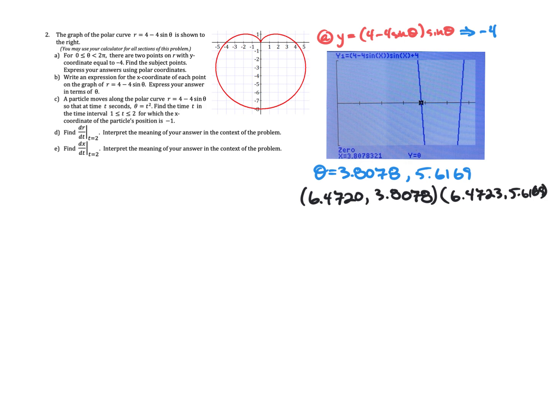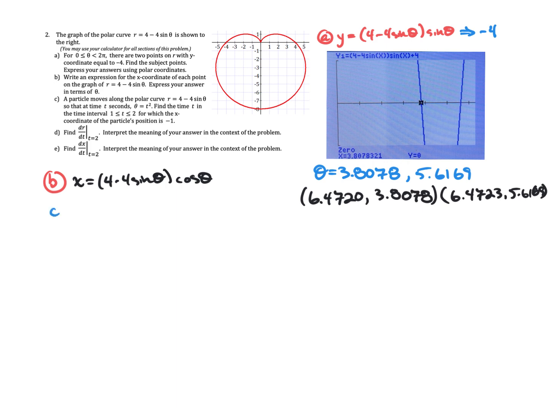Okay. Write an expression for the x-coordinate of each point on the graph of r equals 4 minus 4 sine theta. Express your answer in terms of theta. All right, what do we need to find? Our x. Well, how do we find x? r cosine theta. So r is what? 4 minus 4 sine theta. And then I multiply it with what? Cosine theta. Do I need to do anything more with it? No, that one's easy. All right.